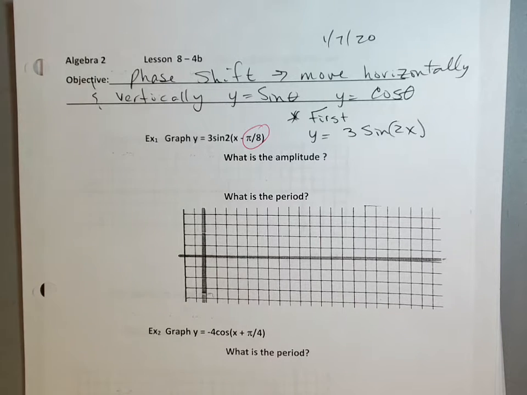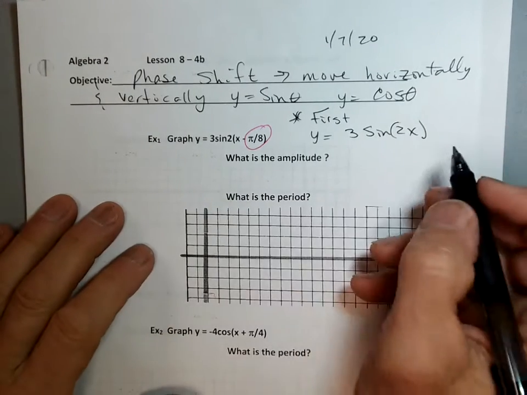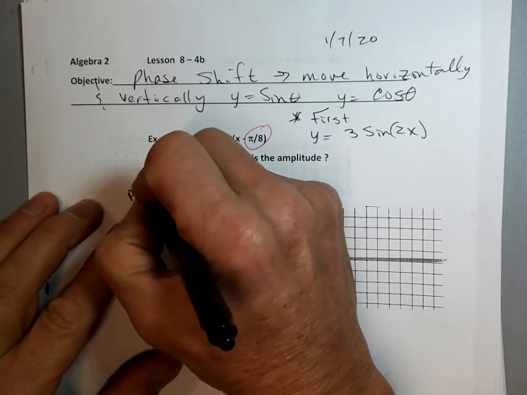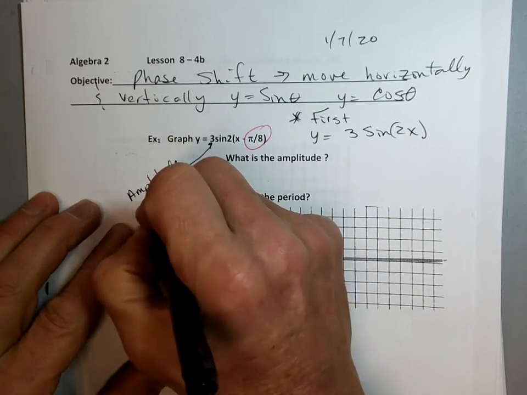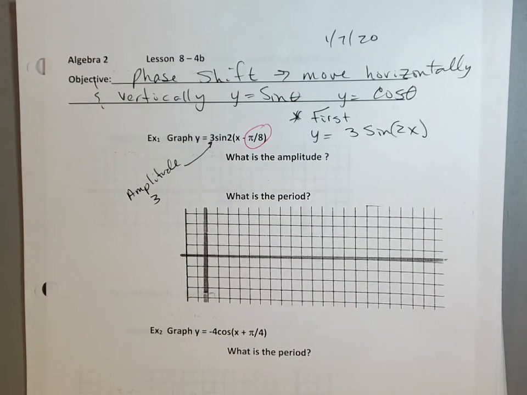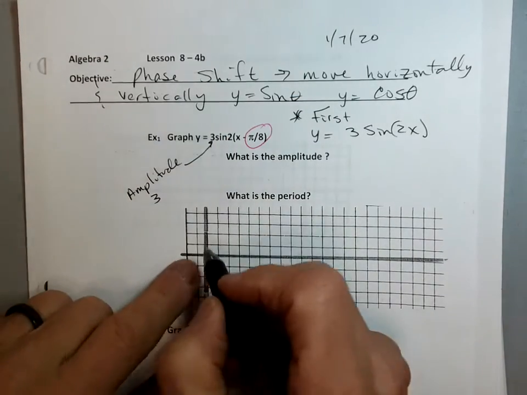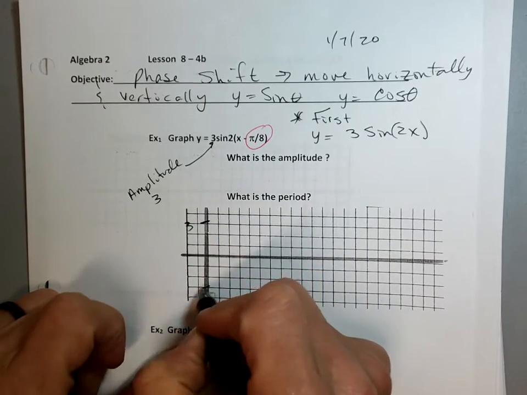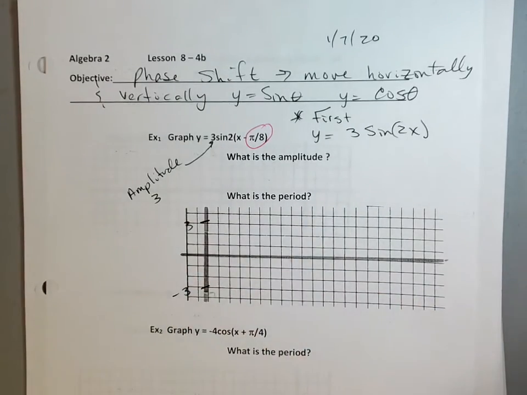So how do I graph the original? Well, I'm hoping you guys know that, but we'll see. So here's what I know. My amplitude is 3. So if it's 3, I'm going to go, okay, 1, 2, 3. 1, 2, -3. Okay, I'm going to do that.